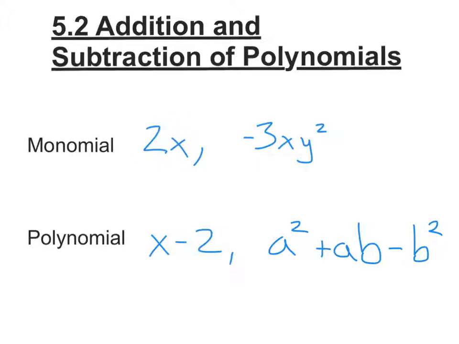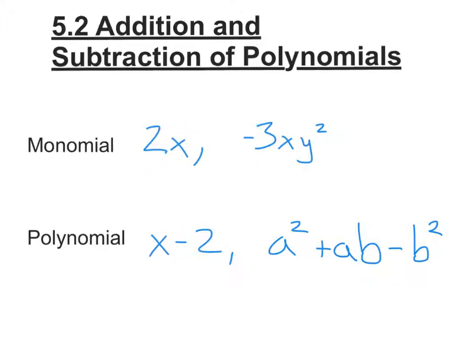So this is a monomial, this is a monomial. These are also sometimes just called terms. Down here, mono means one, by the way, so this is one term and one term, a one-term polynomial. Down here, this is a polynomial. This is what we call a binomial because there's two terms. There's an x and a 2. Notice these are separate terms because they're split with a plus or a minus.